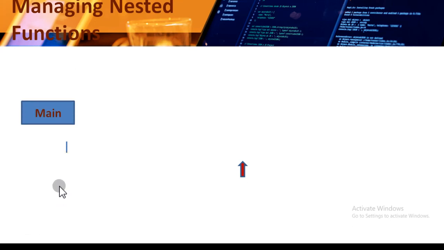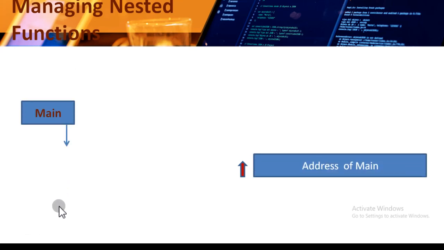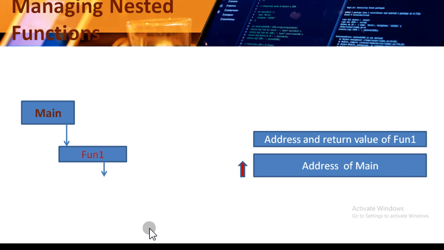Okay, this is the main function. Main function calls function 1. As soon as it calls function 1, the address of main function will be placed in a data structure called a stack. Address of the main function. So function 1 calls function 2, let us say. Before function 2 goes for execution, the address and return value of function 1 is kept in the next plate.